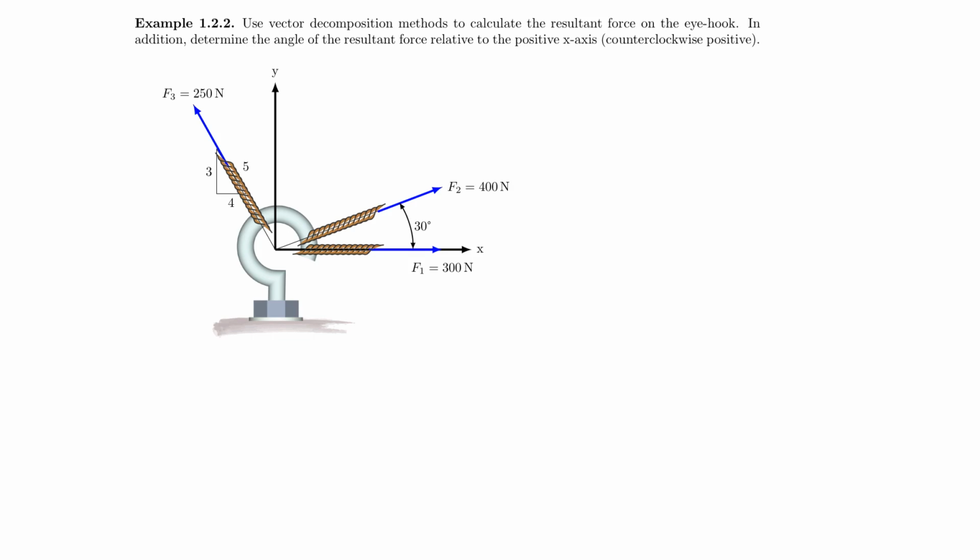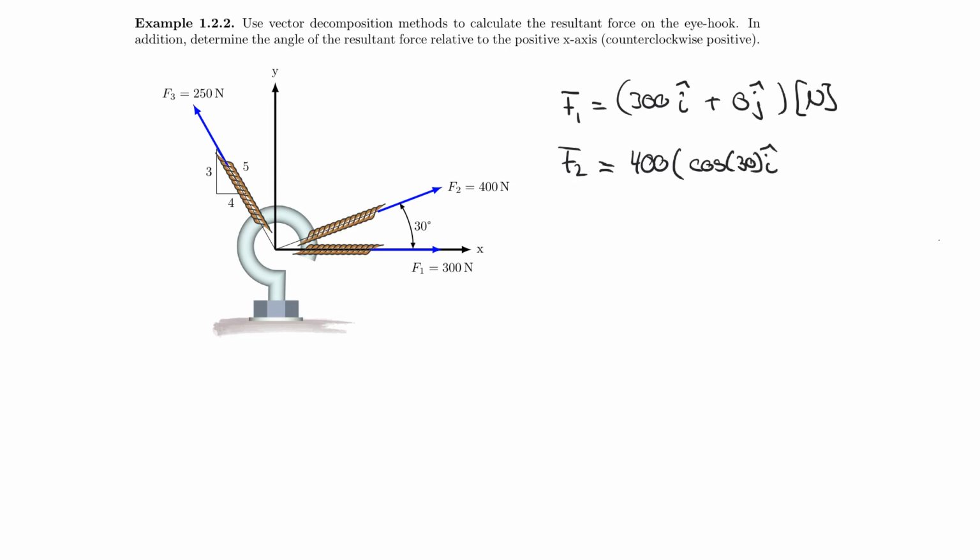So maybe it's best for me to write down all my forces first. So for example, F1 is equal to 300 i hat plus 0 j hat, and that is in newtons. My F2 is equal to 400, and I'm going to use a different way to write this now, 400 cosine 30 i hat plus sine 30 j hat.